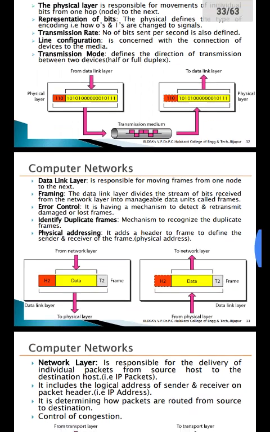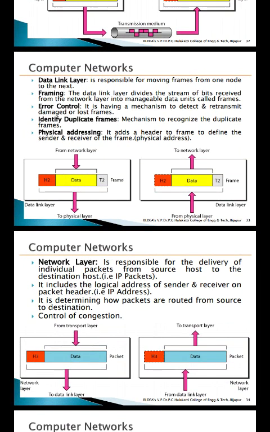Now the responsibility of the data link layer. The data link layer is responsible for moving frames from one node to the next. Is it clear? Who is responsible for creation of these frames? The data link layer is responsible for creating them. The data link layer receives information from its upper layer, the network layer. From the network layer it receives the packet, and that packet is encapsulated inside a frame.